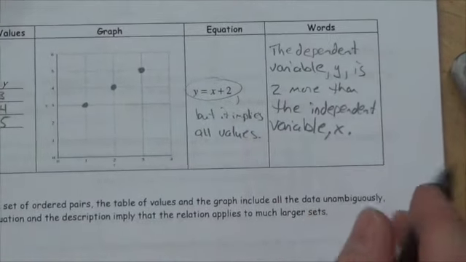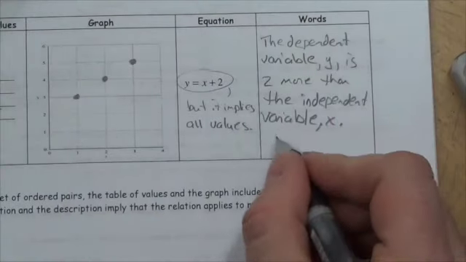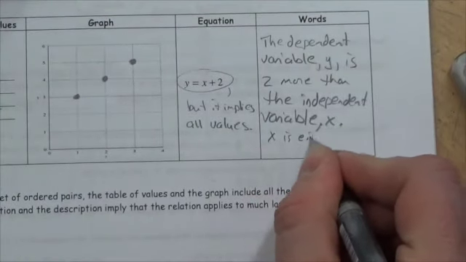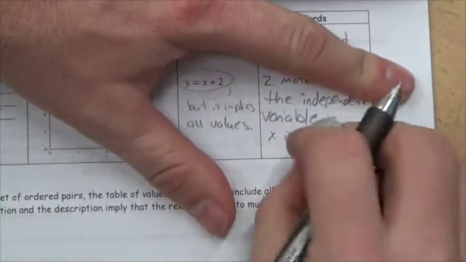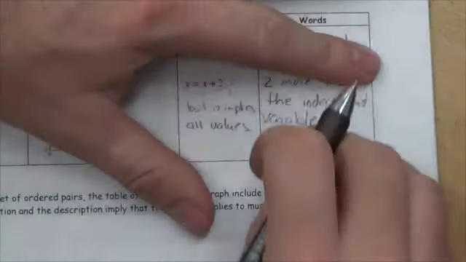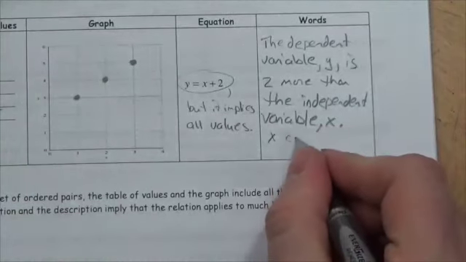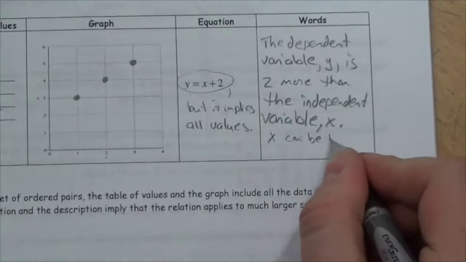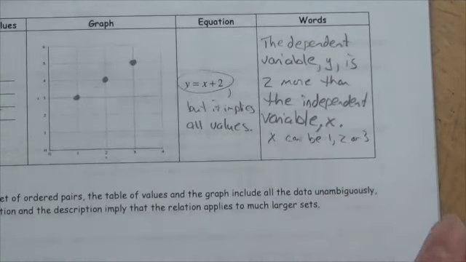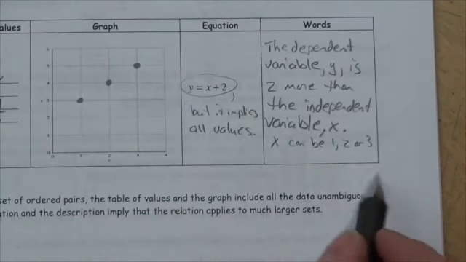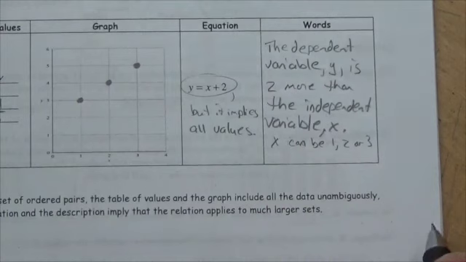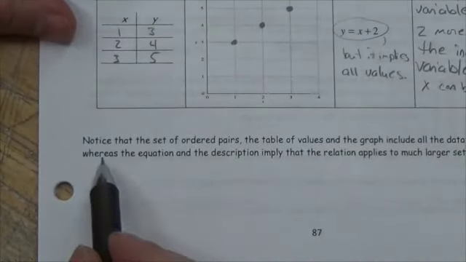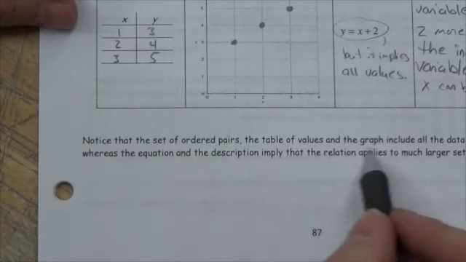Now, we might add in this, by the way, that x can be 1, 2, or 3. In this particular case, it probably makes sense to limit the values of x because I've only got the three points here.